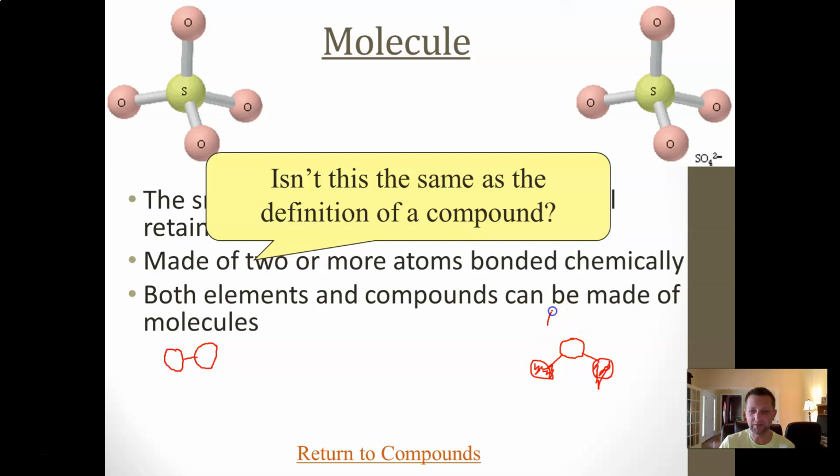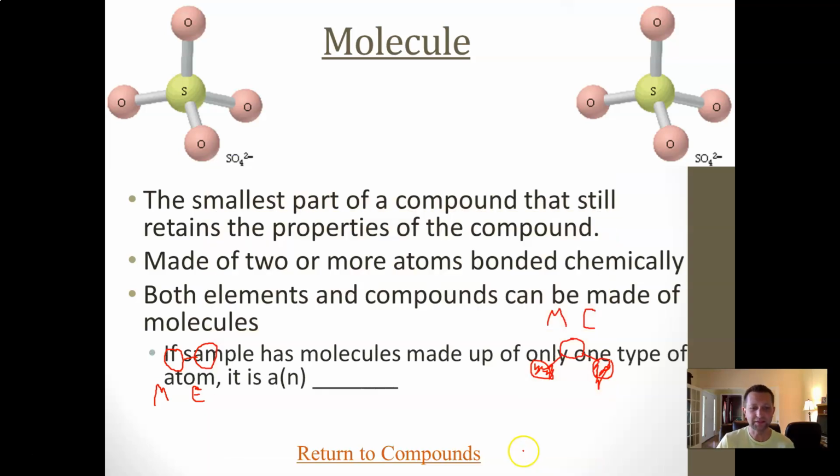So this is a molecule because it's two or more atoms bonded chemically. Fine. This is oxygen, right? This is also a molecule because it's two or more atoms bonded chemically. But let's go a little bit further. They're both molecules. But here, with two oxygens, that's a molecular element. Molecular element because they're all the same. Okay? And over here, water is a molecular compound because they are two or more different atoms bonded chemically. All right. So that's important.